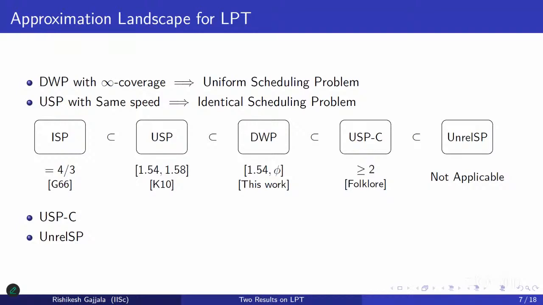And for those, the LPT algorithm is worse. You could see that the approximation ratio is at least 2 every time. And the most general problem in scheduling is the unrelated scheduling problem, where LPT is not valid at all.